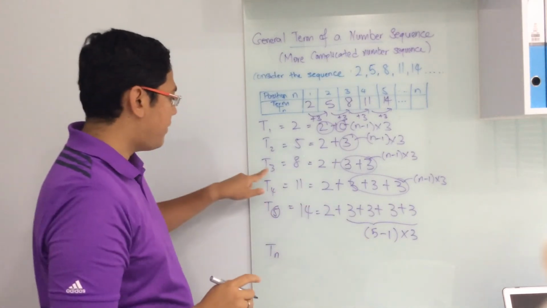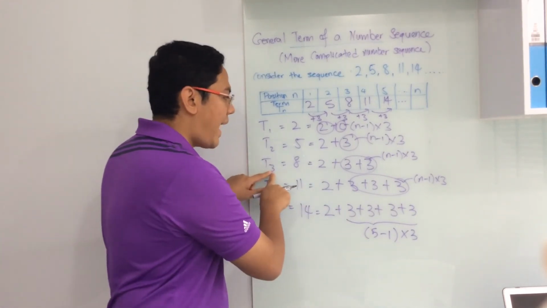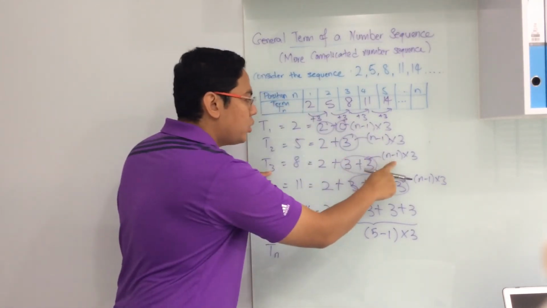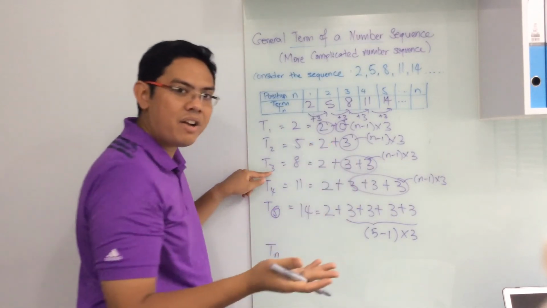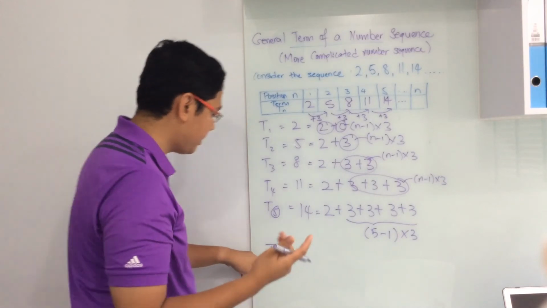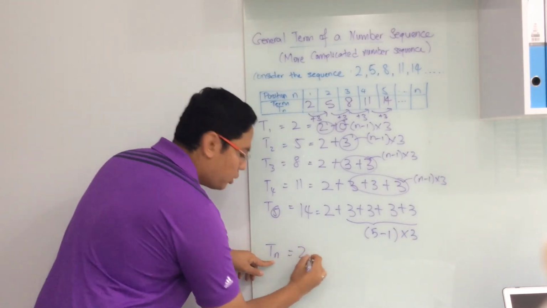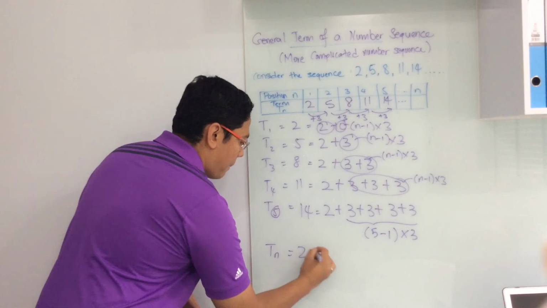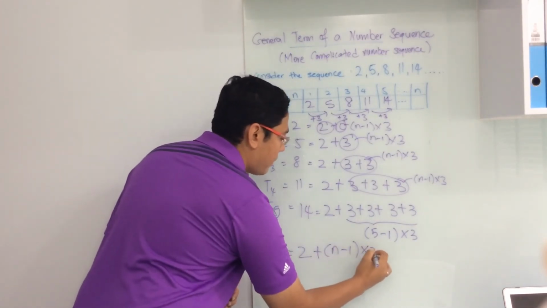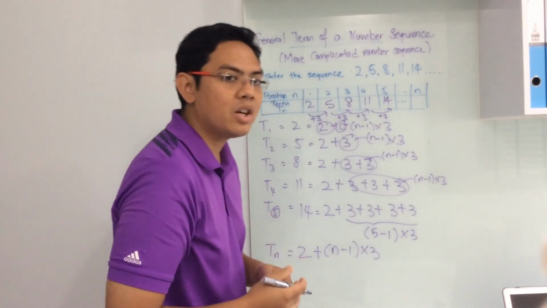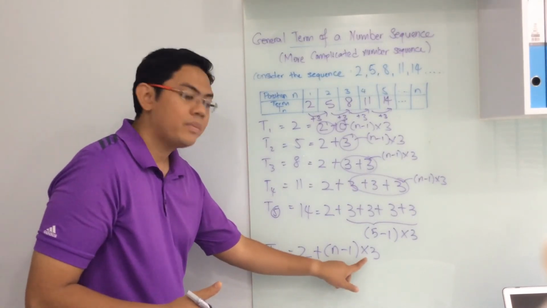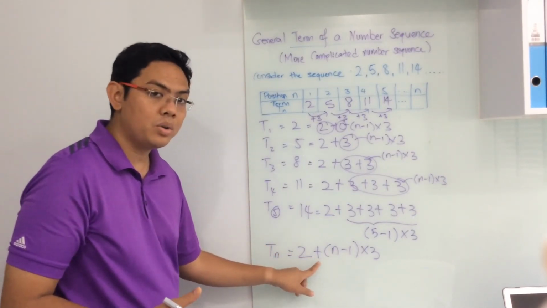So check. If it's the third term, let's substitute n equals 3. So 3 minus 1 is 2, and 2 times 3 is 6. You're right. So how can we come up with the general term for the nth term? It equals 2, which is the first term, plus n minus 1 multiplied by 3. If you look at the rules of operation, or BODMAS, you will know that you have to do multiplication first before addition.